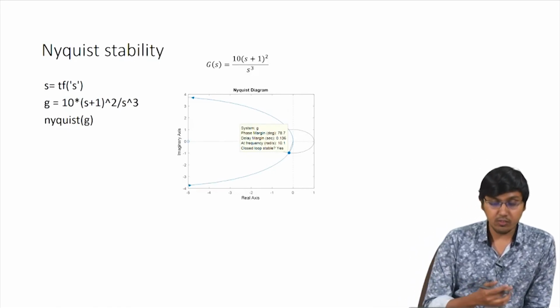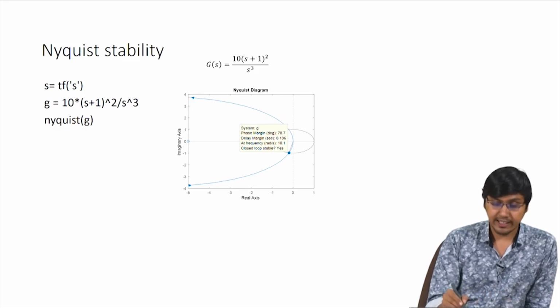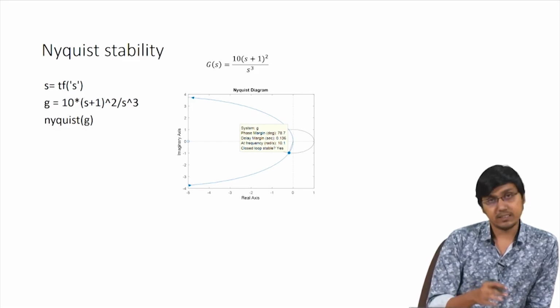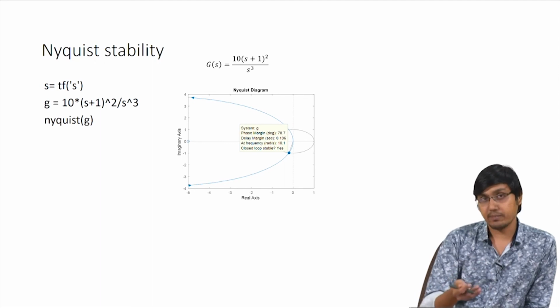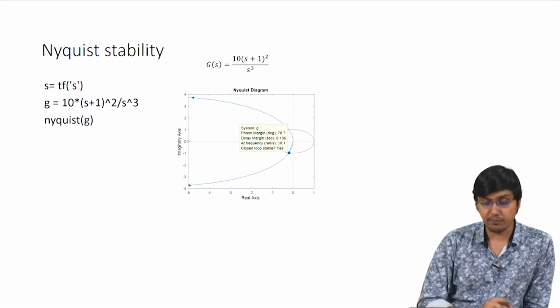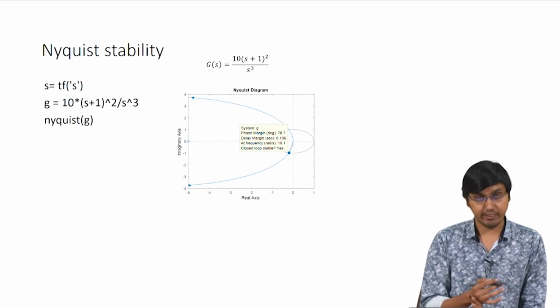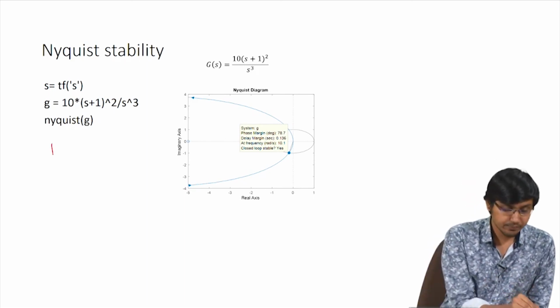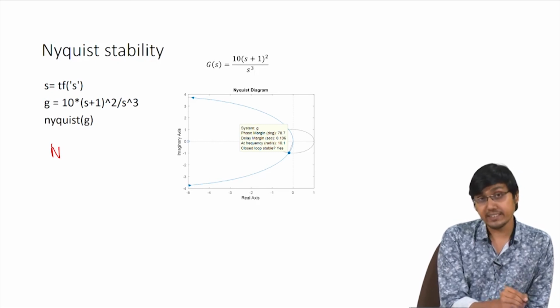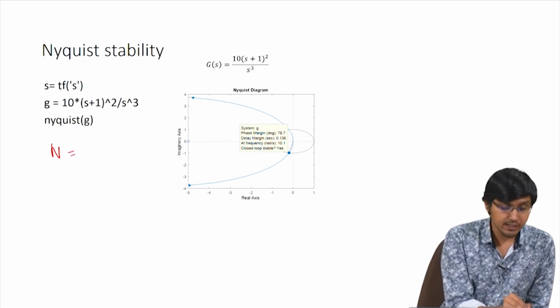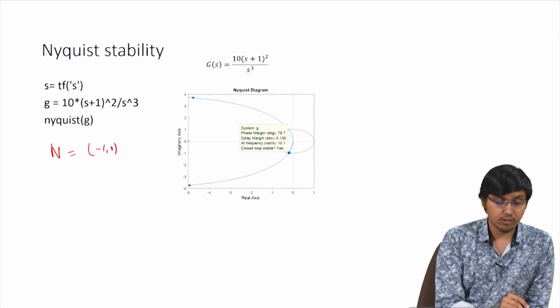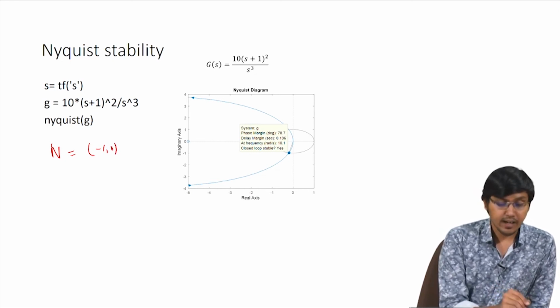So now we draw the Nyquist diagram. Similarly, construct a polar plot and then construct the mirror image of the polar plot, so that you get the Nyquist diagram. Then you just need to find some values. You first have to find the number of clockwise encirclements about the point minus 1 comma 0.